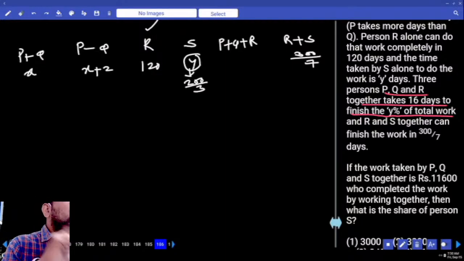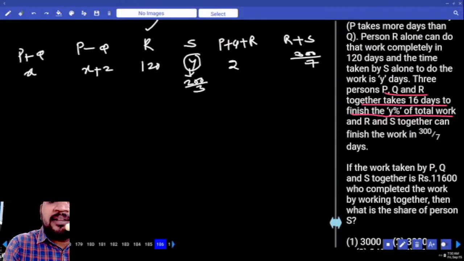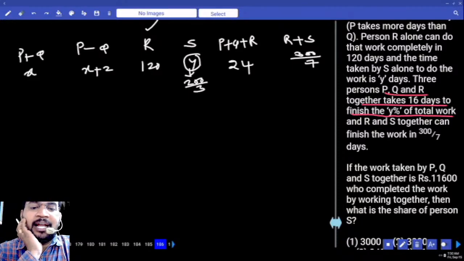So 2/3 of the work in 16 days na. And the total work is 3 parts. 2 parts in 16 days na. 2 parts in 16 days is nothing but 3 parts in 24 days na. Then PQR it will take 24 days. Are you clear or not?